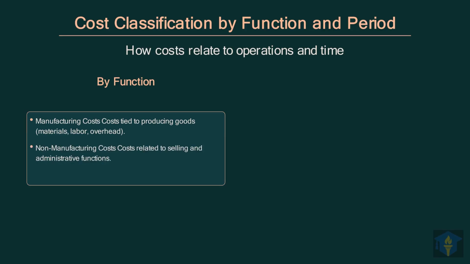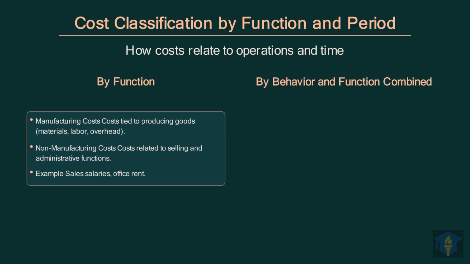Then, non-manufacturing costs cover expenses related to selling products and managing the administrative side of the business. For example, sales salaries or office rent fall under non-manufacturing costs, supporting sales and general operations.